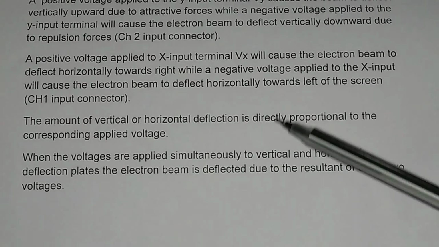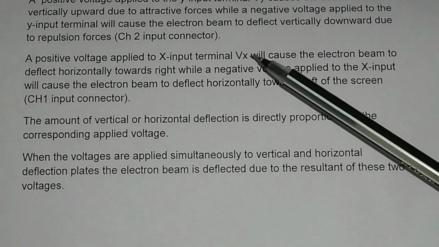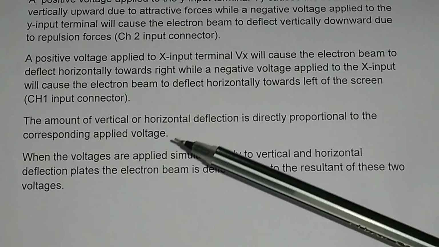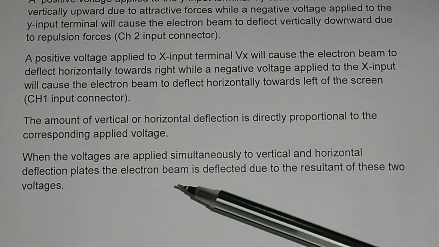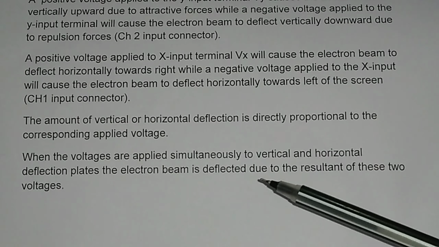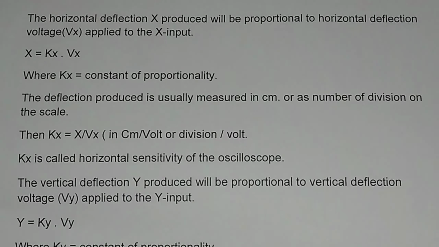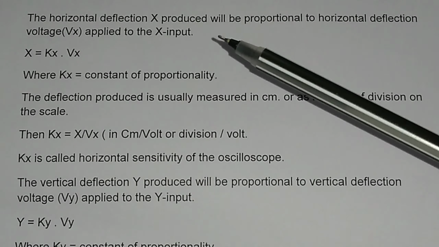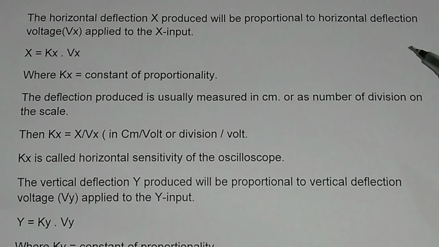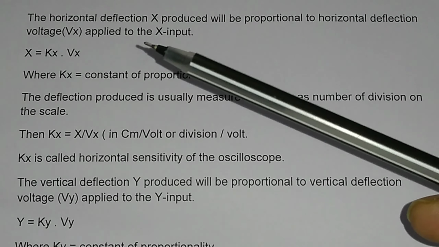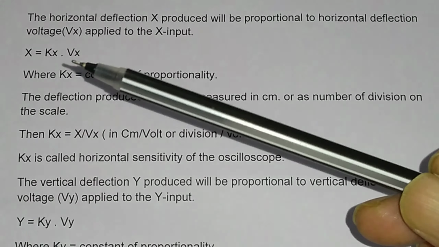And if you simultaneously apply the two voltages, that is Vx along the X axis and Vy, what will happen? When the voltages are applied simultaneously to the vertical and horizontal deflection plates, the electron beam is deflected due to the resultant of these two voltages. So the horizontal deflection X produced will be proportional to the horizontal deflection voltage Vx applied to the X input. So X will be proportional to Vx.